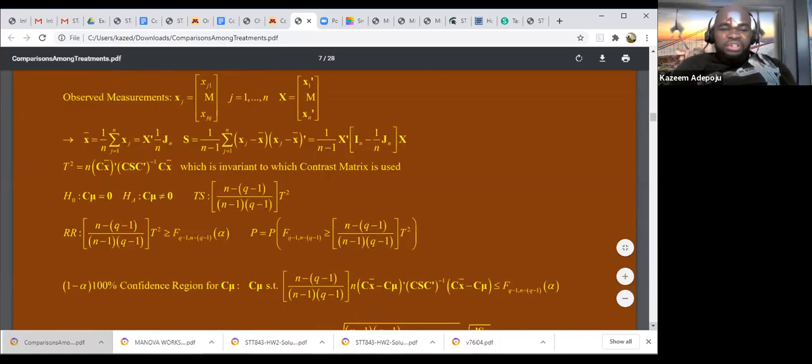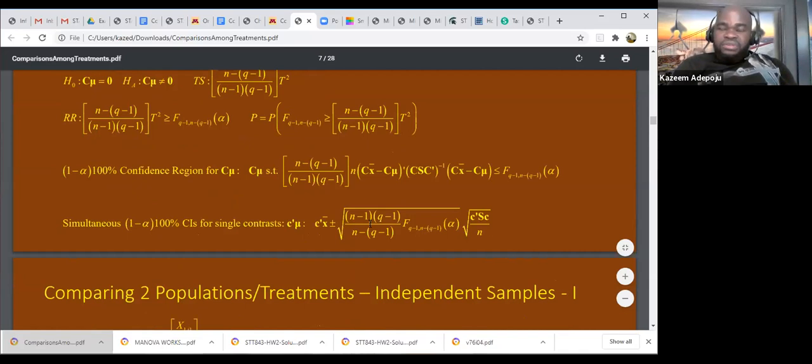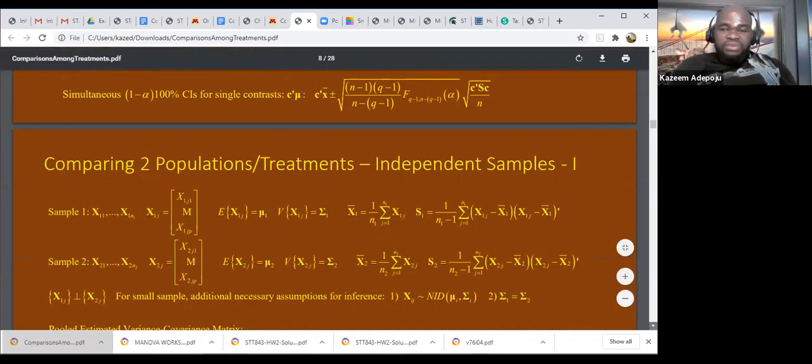And if this guy here is greater than f, this is the rejection region. You're going to reject this hypothesis. And this is the p-value. We also have a simultaneous confidence interval for that. I believe you're going to understand more when we are applying. But what I'm trying to show you now is just for you to know the theoretical development and to be able to know the right formula you're actually going to use when you are given a question in multivariate.